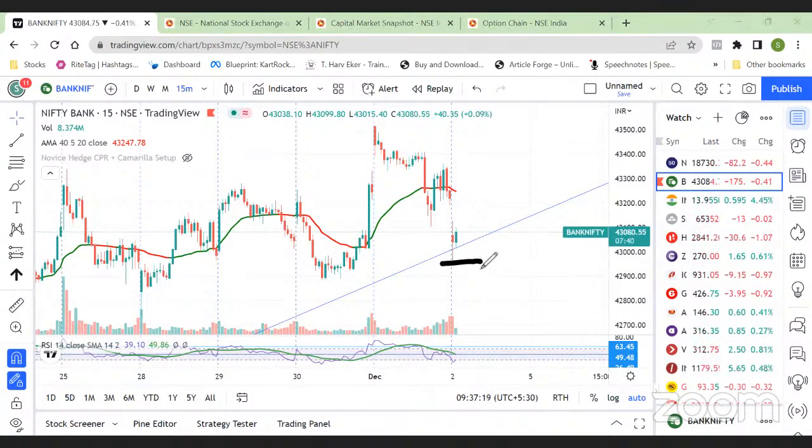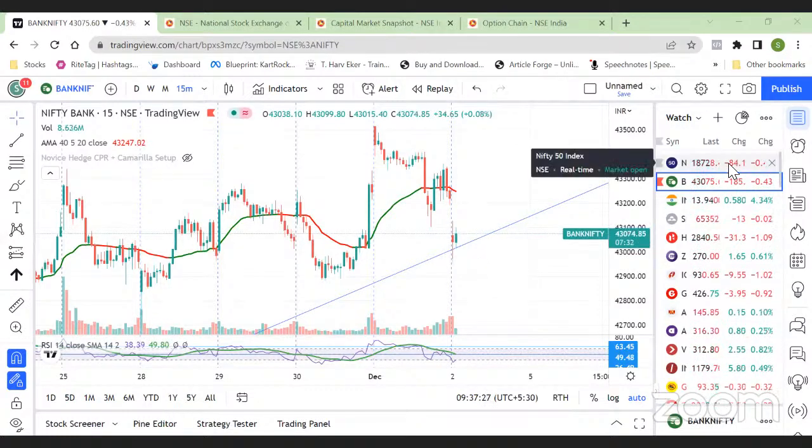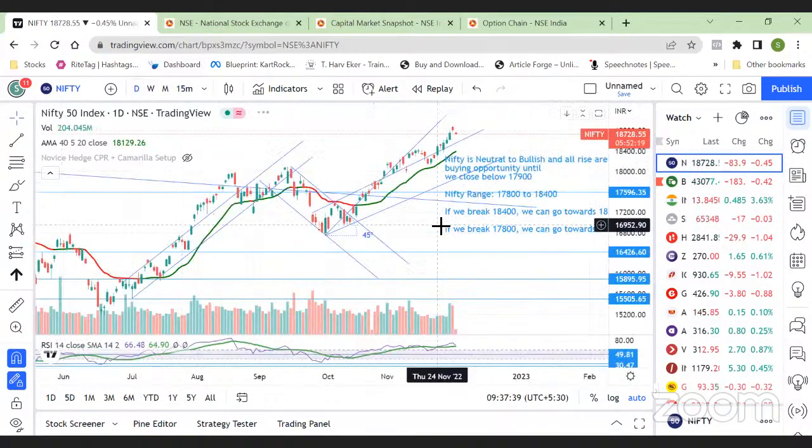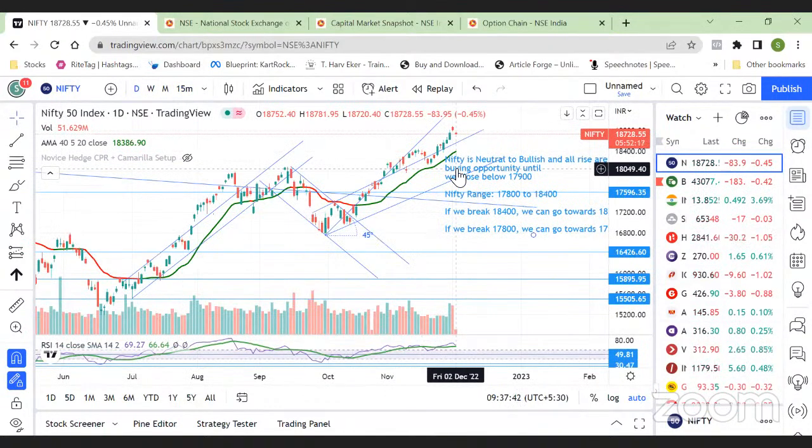So Bank Nifty currently is not looking that weak compared to Nifty today. For the last couple of days, Bank Nifty was looking very weak compared to Nifty. But today Nifty is looking very weak. Let me show you that. For Nifty, we have that trend line at a much later stage. So for this, 18,752. Look at this number.